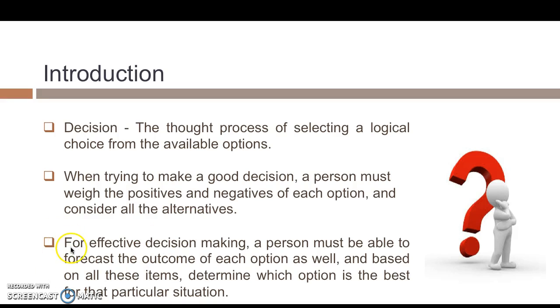Then when we talk about effective decision making, a person must be able to forecast the outcome of each option as well, and based on these items determine which option is the best for that particular situation. Now when we are again talking about the same example, which particular course is going to have more benefits will be taken into consideration, and determine which course in future is going to have a job perspective. So this way effective decision making can be done.